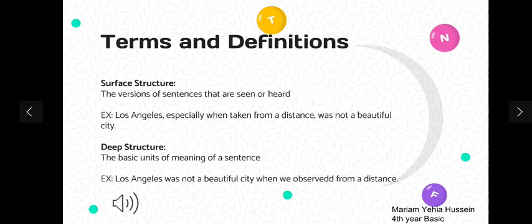So you transform it into the deep structure to know the basic units of the meaning of each sentence. So we transform it to know the basic meaning of the sentence. It will be: Los Angeles wasn't a beautiful city when we observed from a distance.